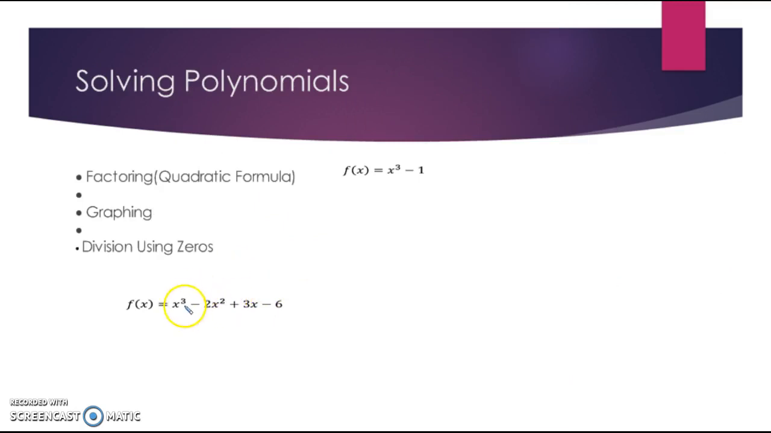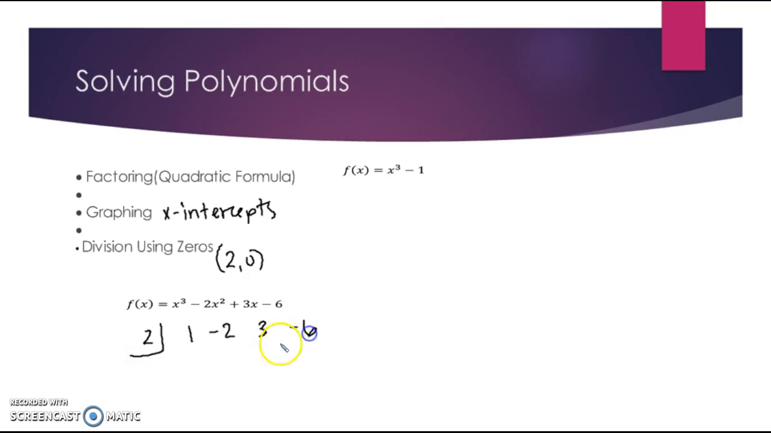And then solving polynomials. We have a couple different ways. Factoring, using the quadratic formula, graphing, just finding those x-intercepts, and then division using the zeros. All right, so the division using zeros is talking about finding your zeros, the real zeros on your graph by looking at the graph, and then dividing. So like if I found that my zero was at 2, 0, I would take this polynomial, use synthetic division to divide by 2, negative 6, and then take whatever equation I have left over and divide it again, or factor it, or whatever I need to do until I get down to all of my zeros.